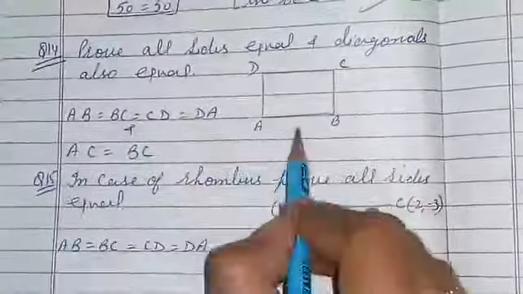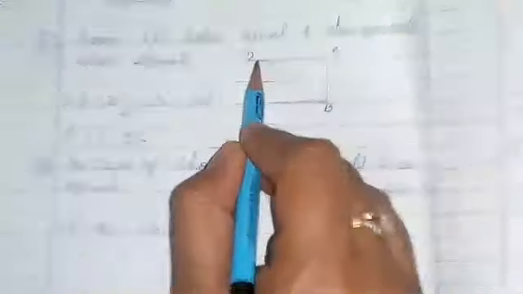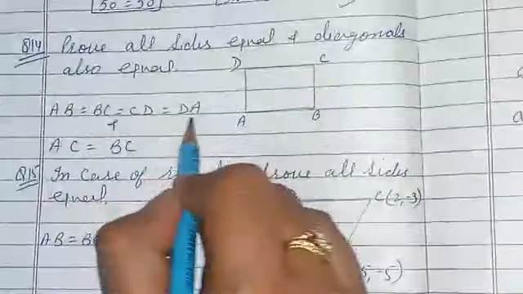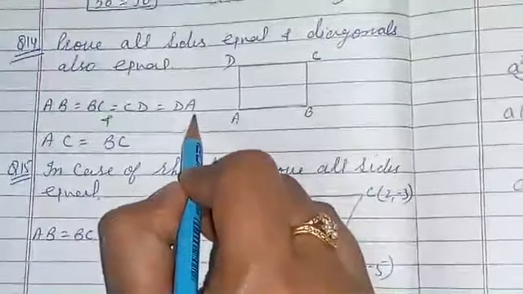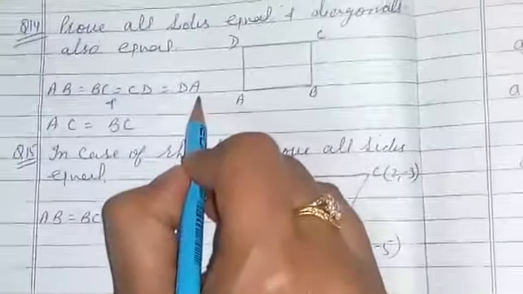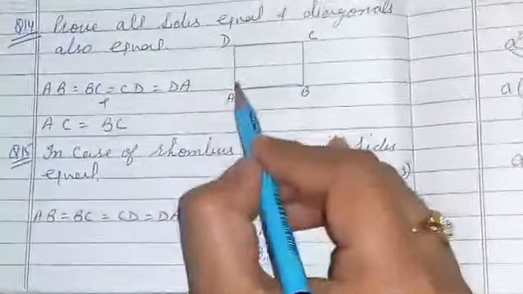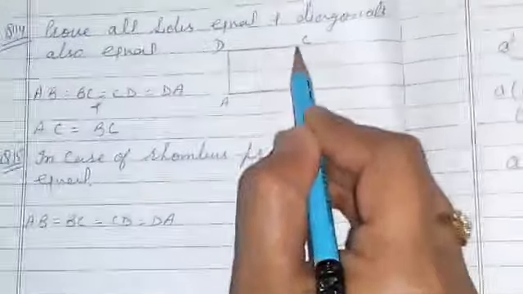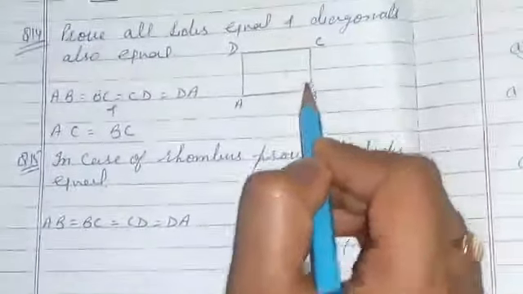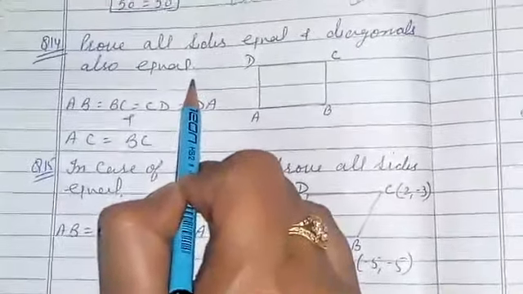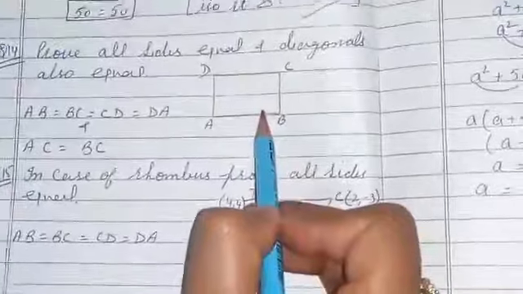After that you will find out AB, BC, CD, DA using the distance formula, and you have to prove all sides are equal. But all the sides are equal in the case of a rhombus also. So what will make the difference between a rhombus and a square? You have to prove that the diagonals are also equal. So it is written, prove all sides equal and diagonals also equal. With this you can prove that the given figure is a square.